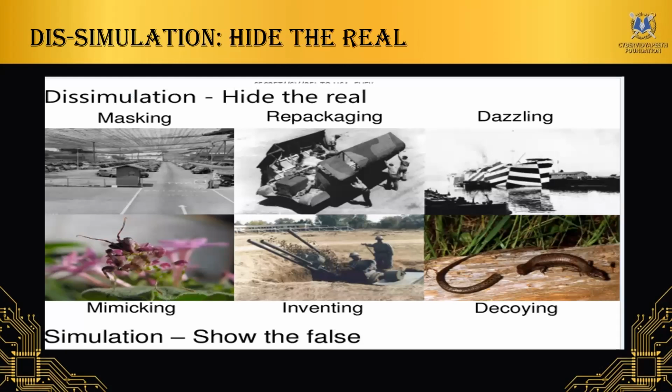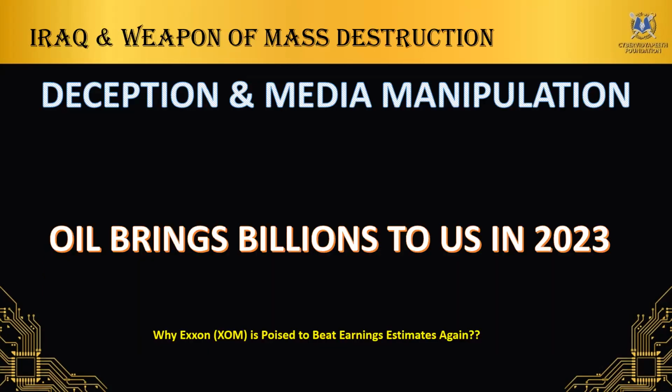So we have 6 distinct dissimulation techniques. One is masking, one is repackaging, one is dazzling, one is mimicking, one is inventing, and the last one was decoying. Decoying is sometimes almost like pocket litter or putting a trap for the adversary. We have also talked about deception and media manipulation. When you create a very nice persona, you also create messaging on the internet or on the dark web or on the deep web, just to bring the truth that everything is perfect, nothing is imperfect.